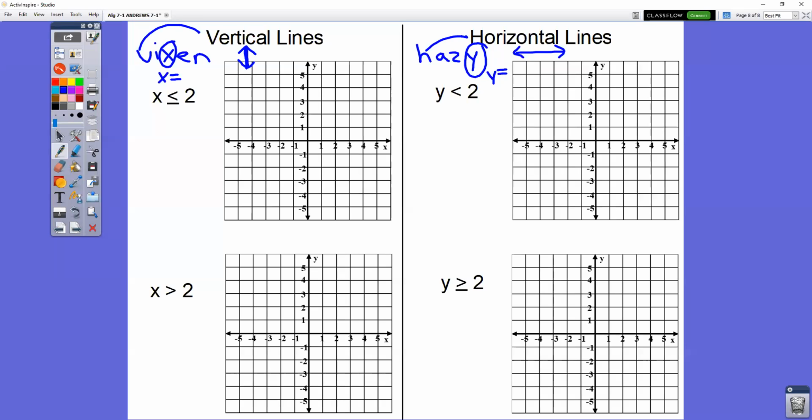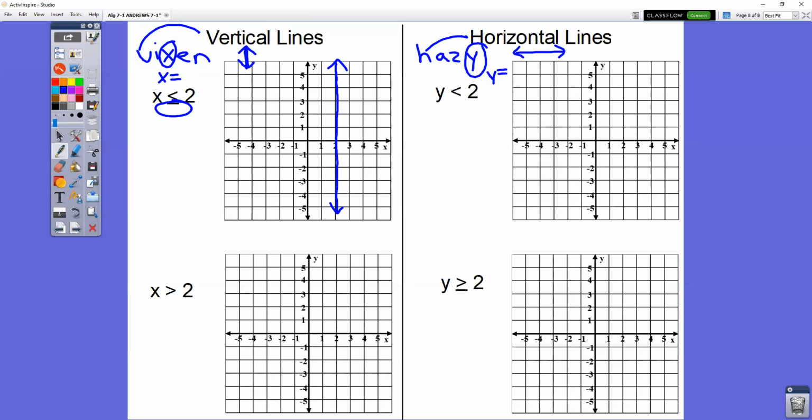So when you go and do these, we have x is less than or equal to 2. So we're going to have a vertical line at 2, right here. You still have to decide dotted or solid. You see the picture of the solid line. So we're going to have a solid line at x equals 2. Now, here's the complicated part, shading above or below.